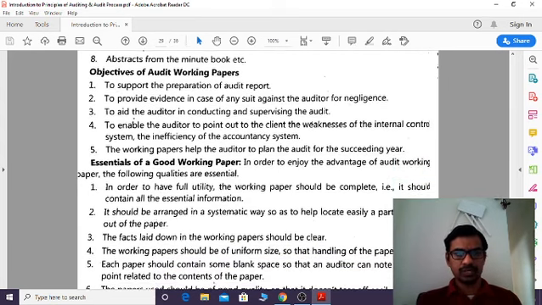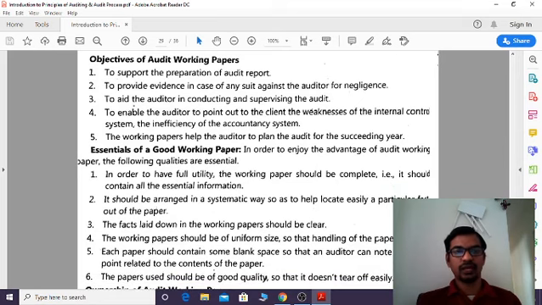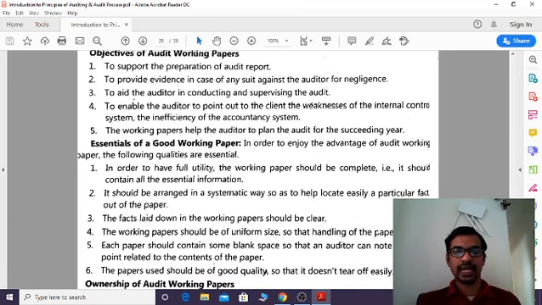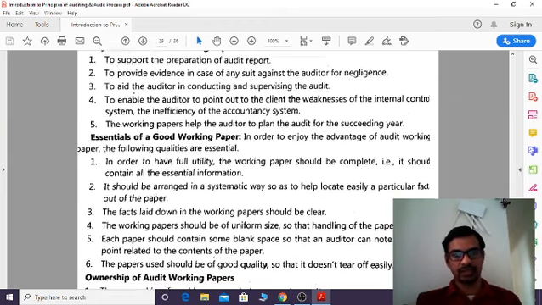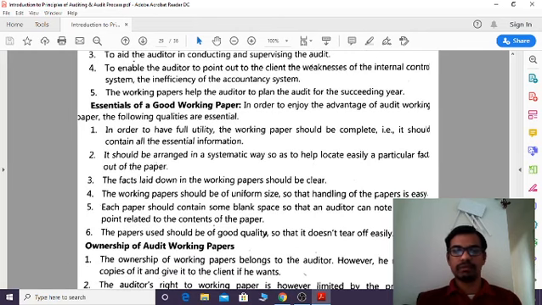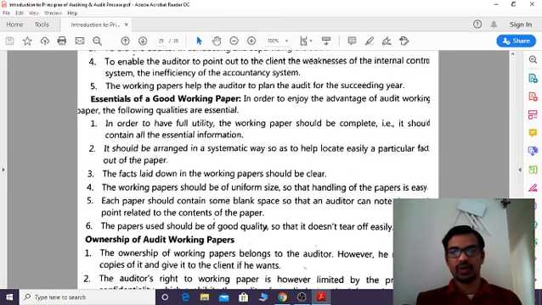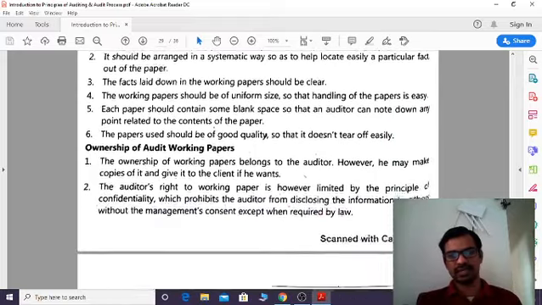What are the objectives of this? To support the preparation of the audit report. Then to provide evidence in case of any suit against the auditor for negligence. So it is the defender for the auditor. To aid the auditor in conducting and supervising the audit. Then number four, to enable the auditor to point out to the client the weaknesses of the internal control system and the inefficiency of the accounting system. And finally, the working papers help the auditor to plan the audit for the succeeding year. So these are the various objectives.